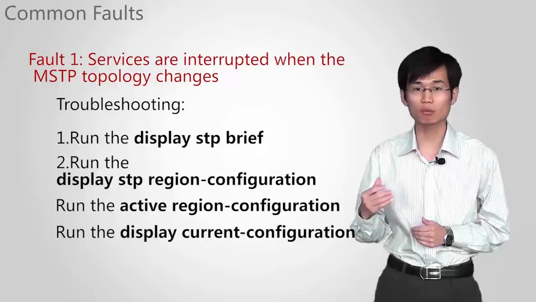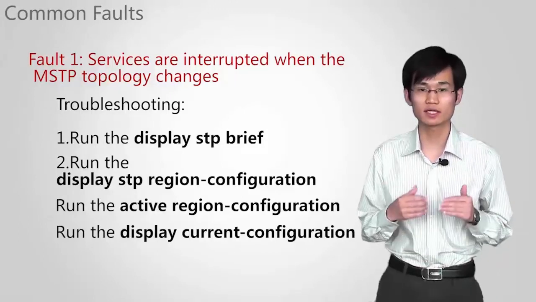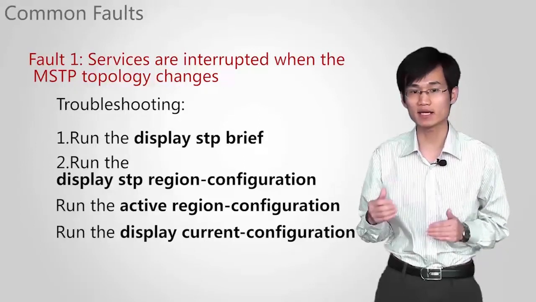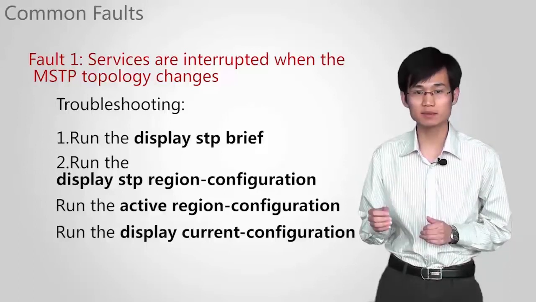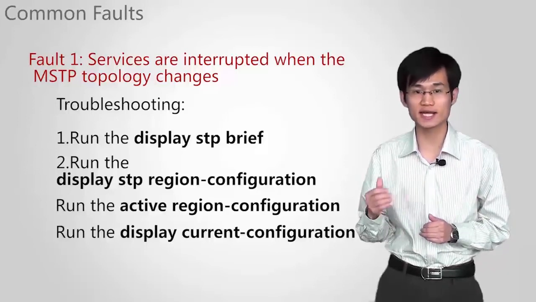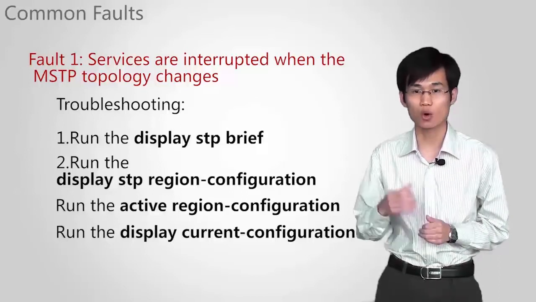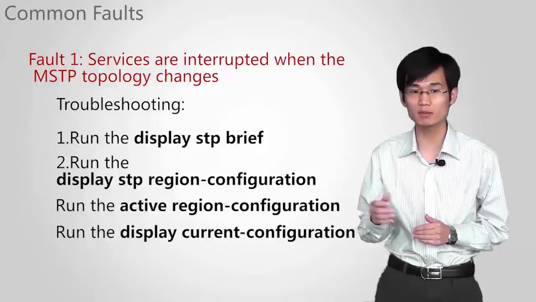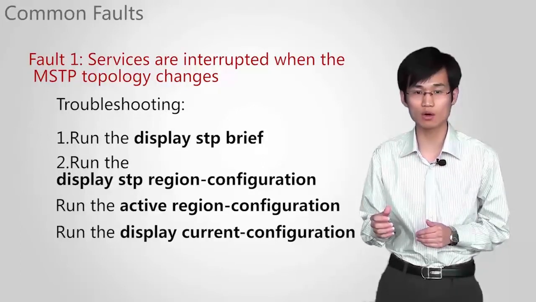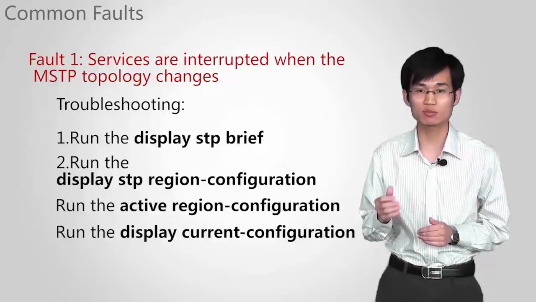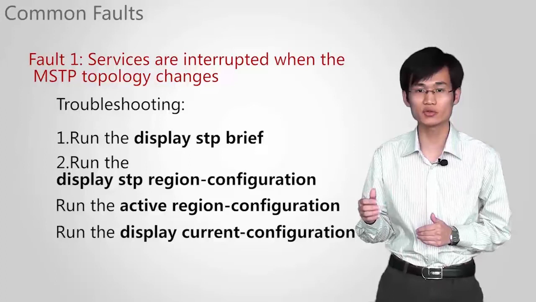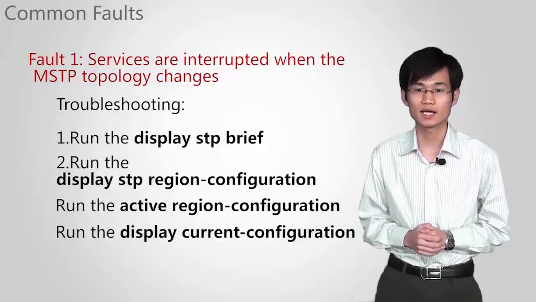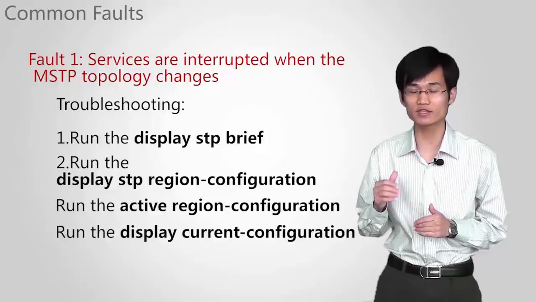Run the display current-configuration command to obtain the configuration file and check the MSTP configuration. Check whether the MSTP enabled port is configured to send BPDUs. Check whether the port connected to the user terminal is enabled with MSTP or configured as an edge port. If a BPDU tunnel is configured on the MSTP enabled switch, check whether the BPDU tunnel is correctly configured. Check whether the port is added to the correct VLAN.